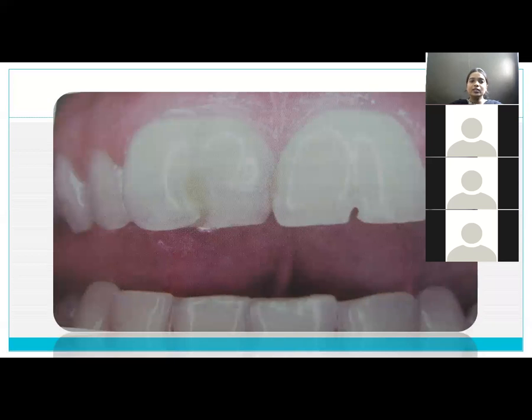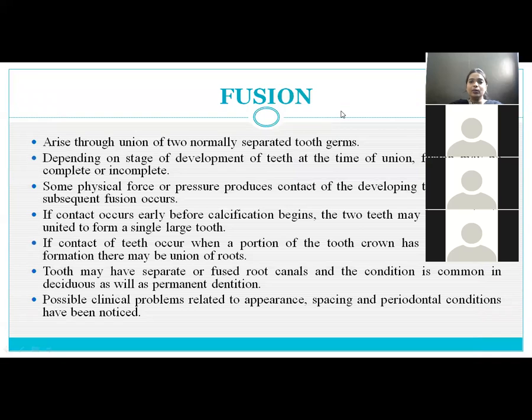What is gemination? It is an attempt of a division of a single tooth germ, and on radiographic examination, it has a single root and a single root canal. Why? Because it is an attempt of only a single tooth germ. The next anomaly is fusion.